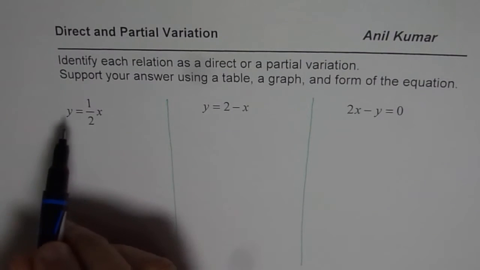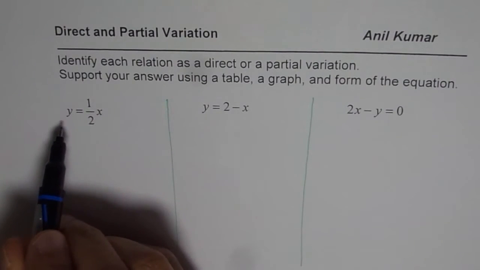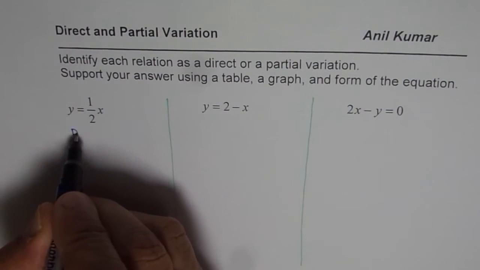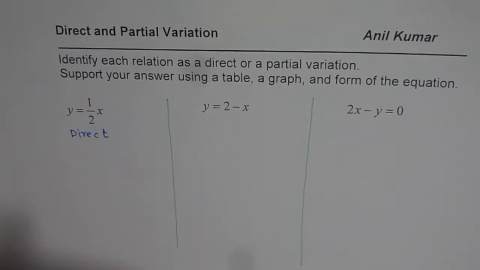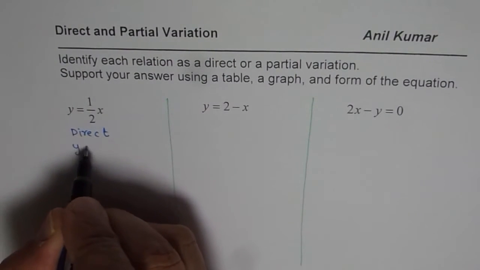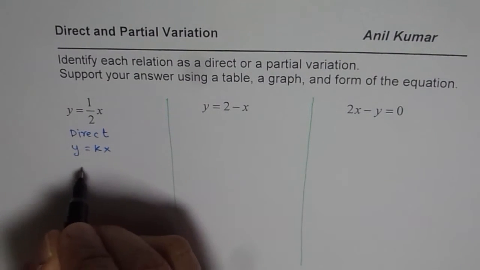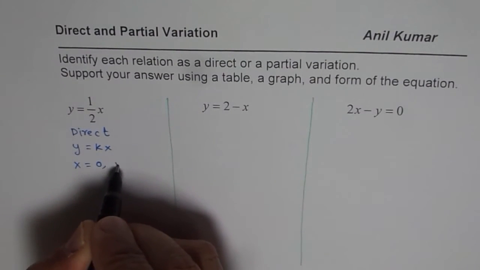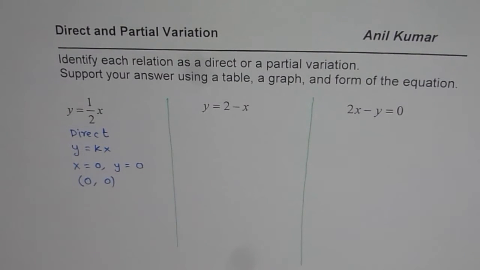Now the first one here is y equals half x. So it's directly proportional, right? So we could say this is direct variation. Now we need to justify. How do you justify that? From the form of equation, the equation is y equals k times x. If I put x equals 0, then y equals 0. That means the coordinate point (0, 0) is on the graph of y equals half x, and that justifies that this is a direct variation.